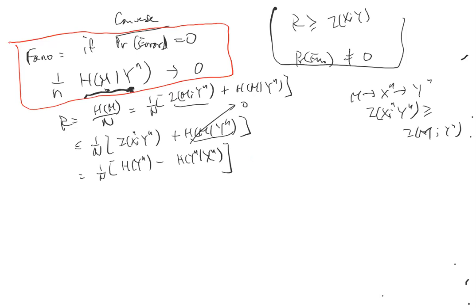And Y^n here, by the way, will be less than or equal to the sum of H(Y_i), right? Or maybe let me just write it like this first. So this term, using the chain rule, is equal to something like that. But then I can remove conditioning. So therefore like this.